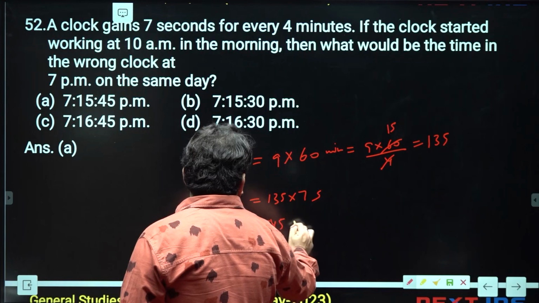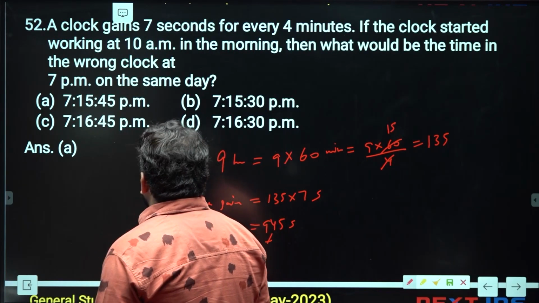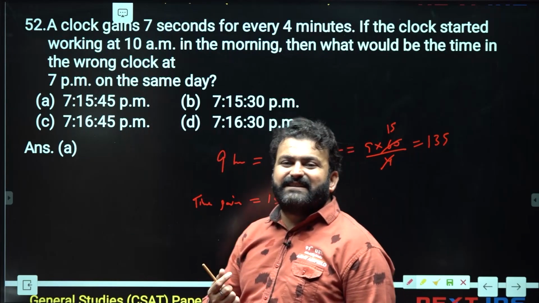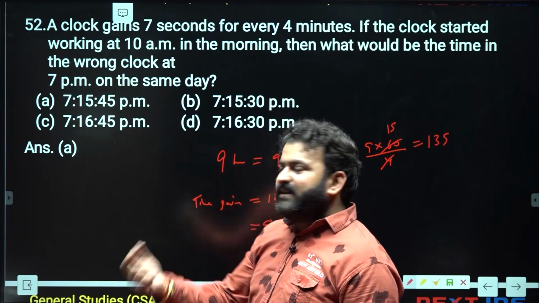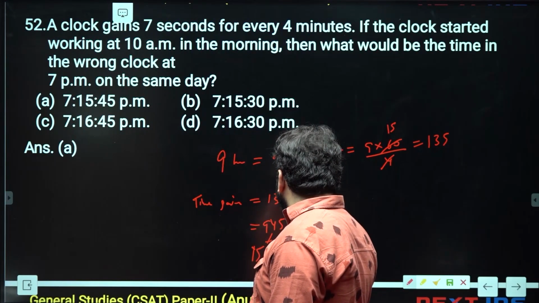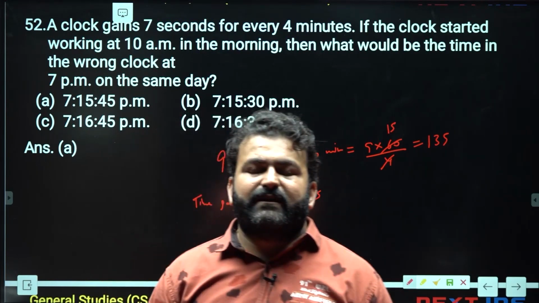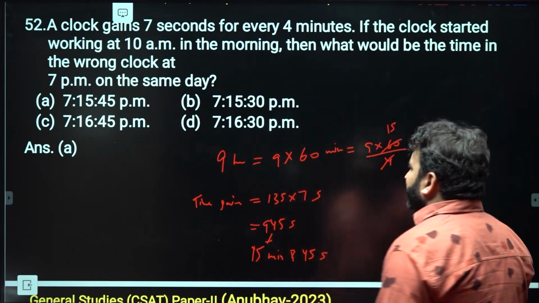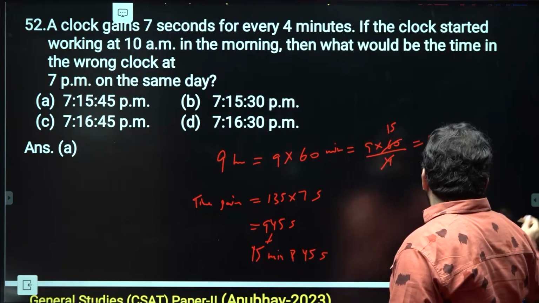945 seconds. And 945 seconds, when you convert it in terms of minutes, so in 945 seconds, see, 600 seconds is 10 minutes, 900 seconds is 15 minutes, so 15 minutes complete and then 45 seconds, that is 15 minutes and 45 seconds. It means this wrong clock will be 15 minutes 45 seconds ahead. So what will the time be? The exact time is 7 PM, so it will show 7:15:45.